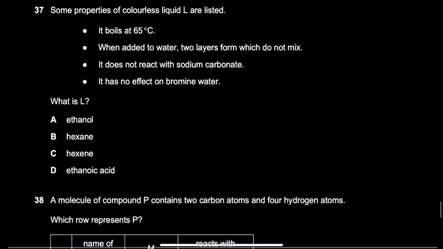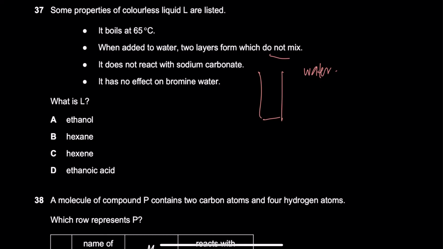Some properties of a colorless liquid are listed. It boils at 65 degrees Celsius, so obviously I can even say it's hexane directly. But let's check it out. When added to water, it forms two layers which do not mix. Now you realize that even in your A levels you'll study this. Water and organic solvents don't mix, right? So you realize that hexane and water won't mix. So the option is ethanol mixes with water. They're saying two layers which do not mix.